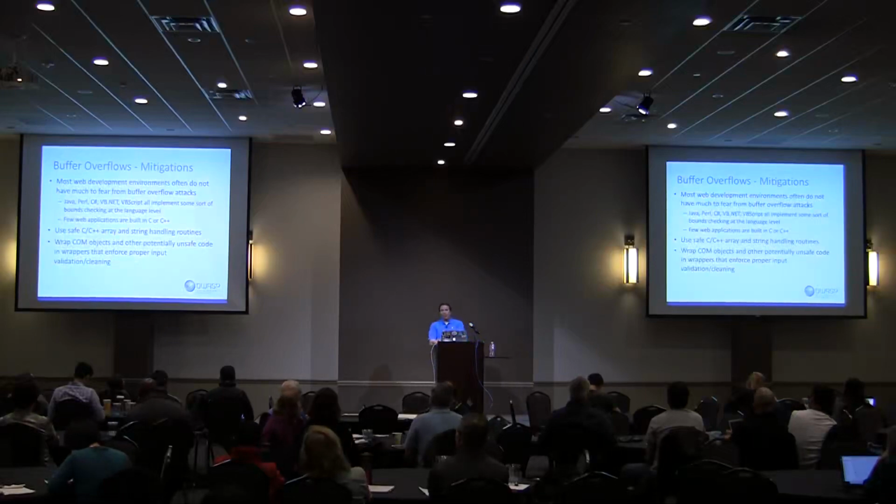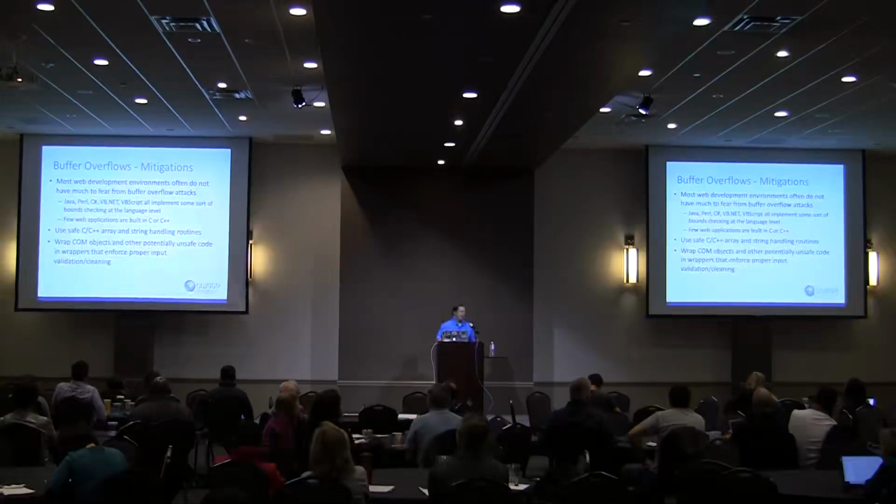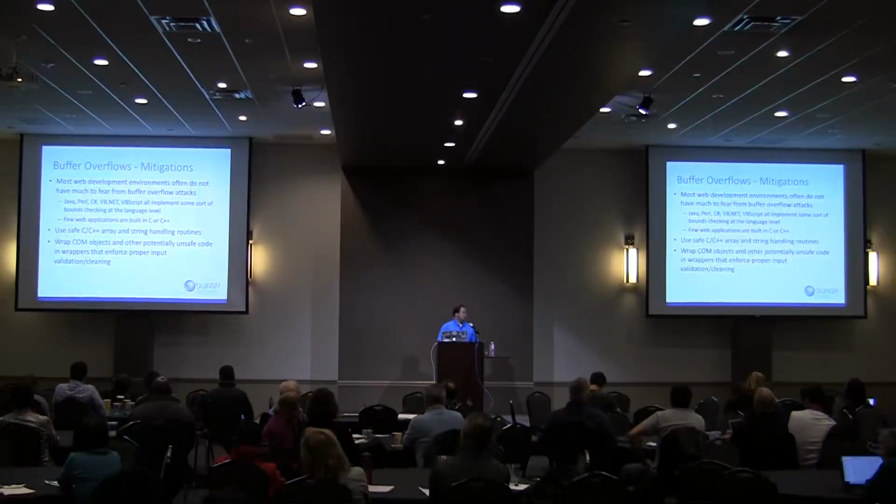So mitigations here, as I mentioned, most web development environments don't have a lot of fear for it. Java, Perl, C#, VB.NET, VBScript, they all have bounds checking at the language level. And that's really nice because it means that we don't have to think about that. We don't have to deal with the buffer piece. But there are still a few applications out there that are built in C and C++. And for those ones, we need to make sure that we're using safe array and string handling routines so that the buffers that were allocated are the right size for the data that's going in.